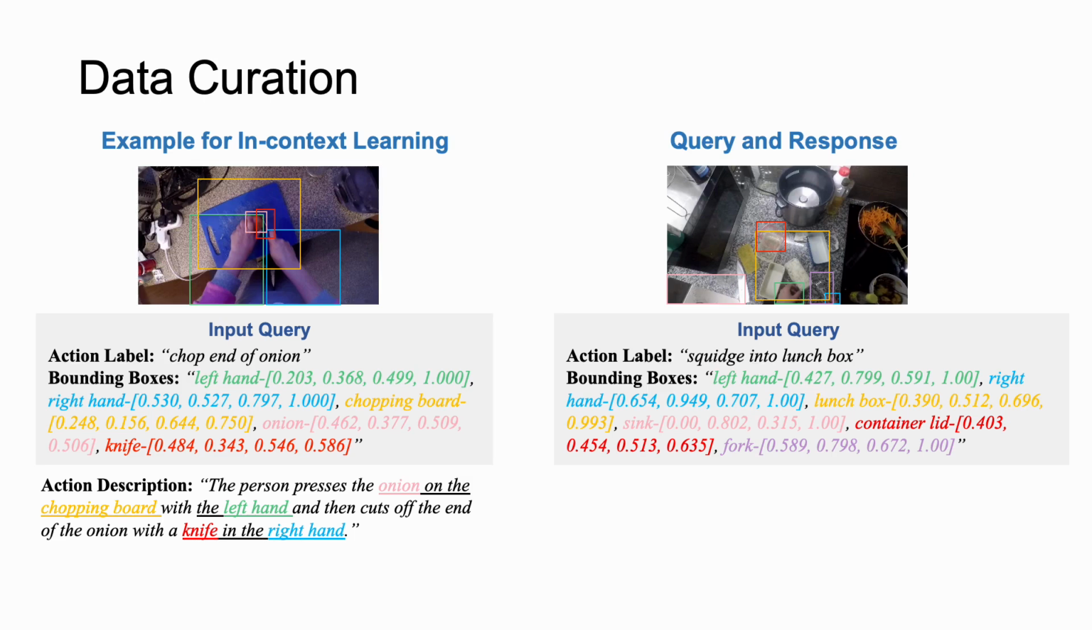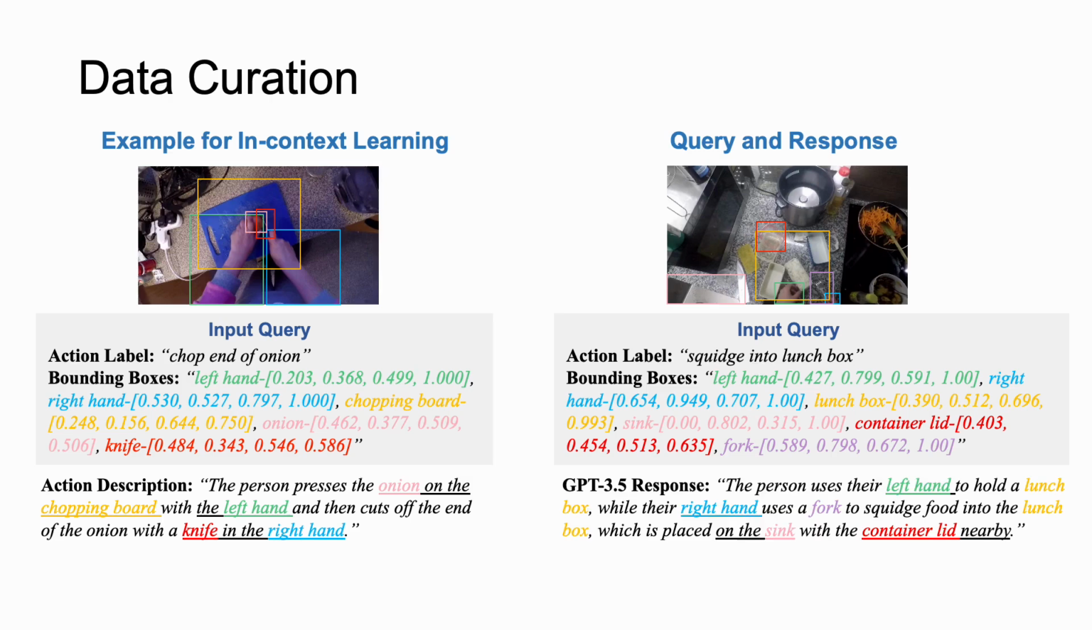The input query itself are then action labels and bounding boxes for the non-annotated examples. Finally, using the full input, including the in-context learning examples, GPT can respond with enriched action descriptions for the query action, scaling up our dataset curation effort to a larger dataset for visual instruction tuning.